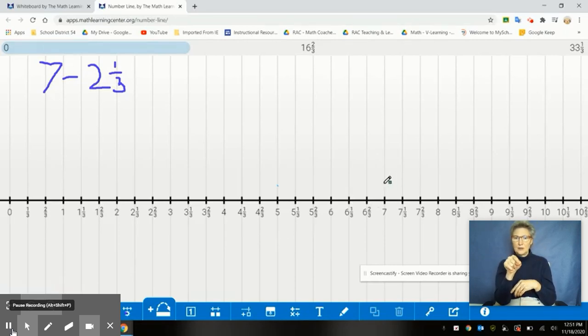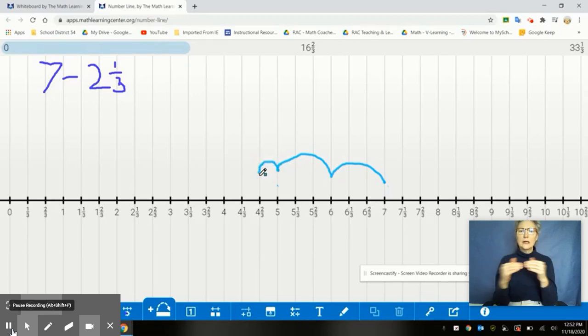Now we're going to subtract our whole numbers. So we're going to subtract 2. So 1 hop to 6, another hop to 5. So we subtracted 2. Now we need to subtract 1/3. I see on my number line that it's broken up by thirds. So 1/3 would give me 4 and 2/3.